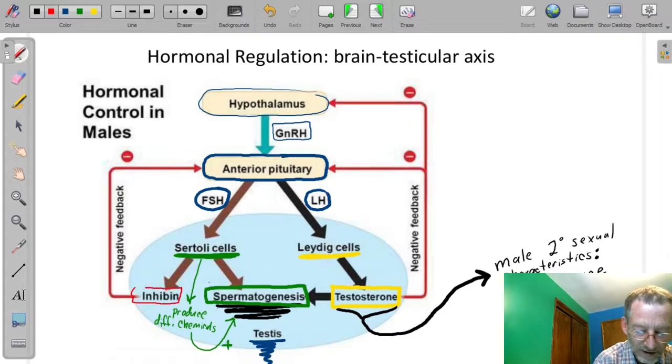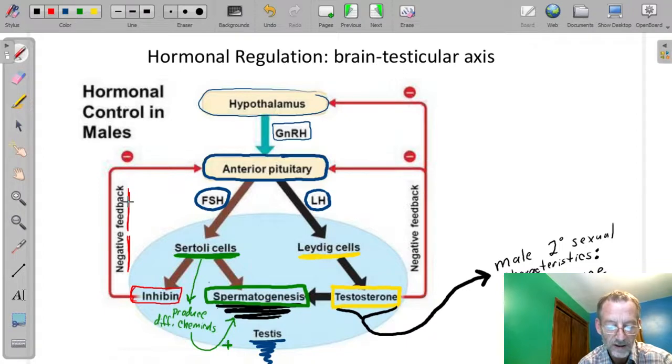We'll see inhibin with the female reproductive system also. And inhibin, as the name implies, inhibits the anterior pituitary. So as the level builds up to a high enough concentration, it feeds back, and this is our negative feedback loop to shut off the anterior pituitary. If we have enough inhibin, we have enough spermatogenesis going, we just dial back the FSH.